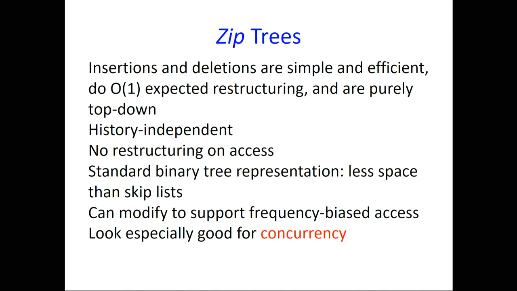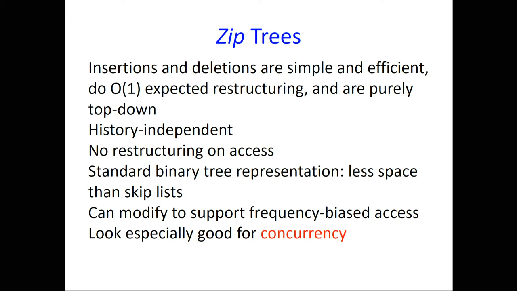So to summarize, the insertions and deletions are simple and efficient. Forget about rotation cases. Expected constant restructuring time for each insertion and deletion. You can do all the restructuring purely top-down, which is, again, an advantage in a concurrent setting. They're history independent. There's no restructuring on accesses, unlike splay trees. There's no hotspot at the root. They're like skip lists, but it's a more efficient representation.